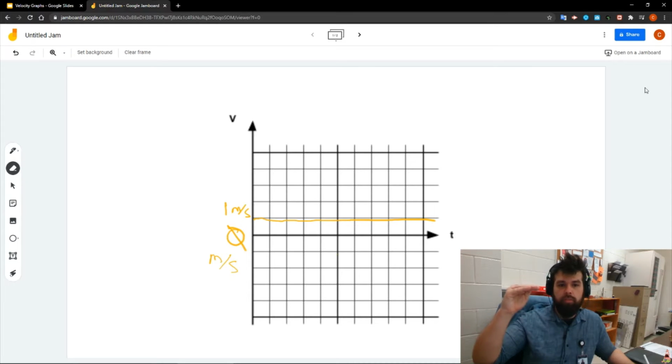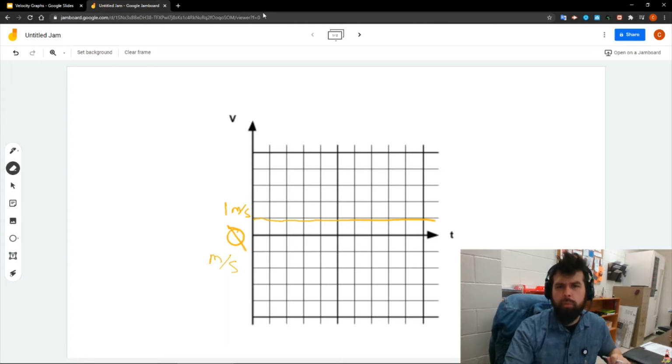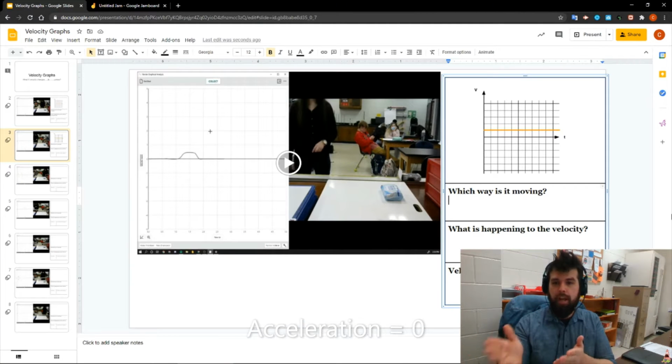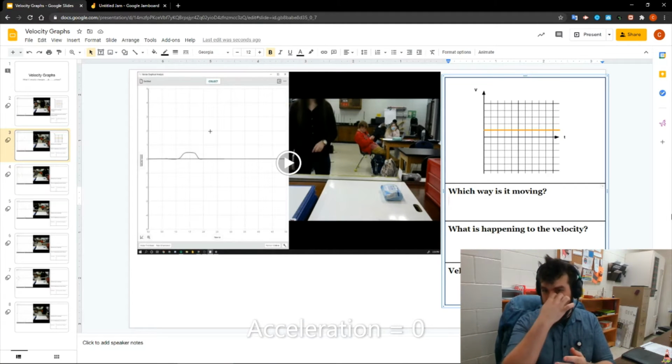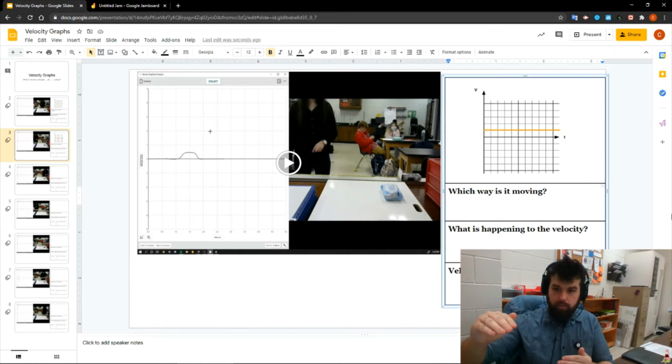But just the same flat line, but up. So let's put that on our notes now. Okay, so I have the graph on my notes. Mine's a little cleaned up, and then we need to fill in the rest of this.